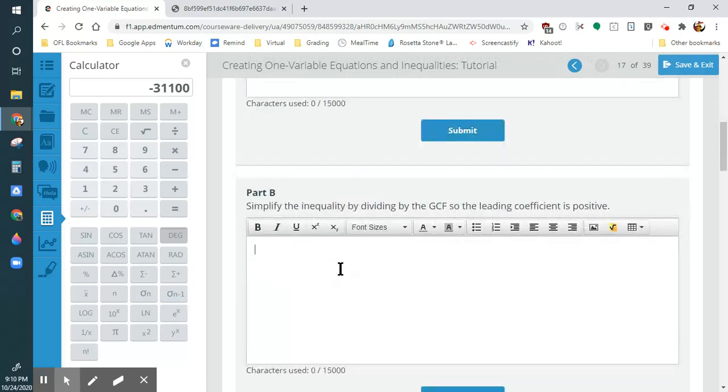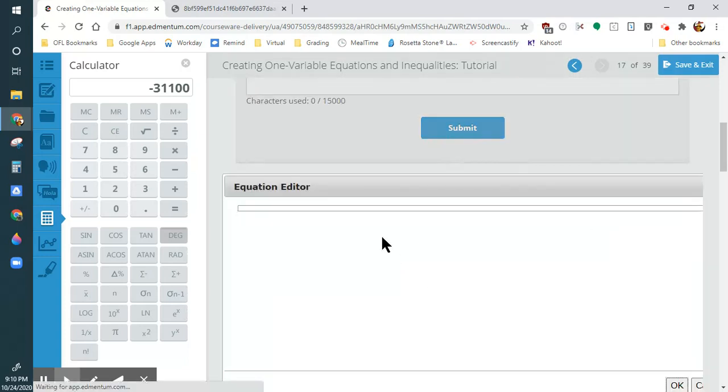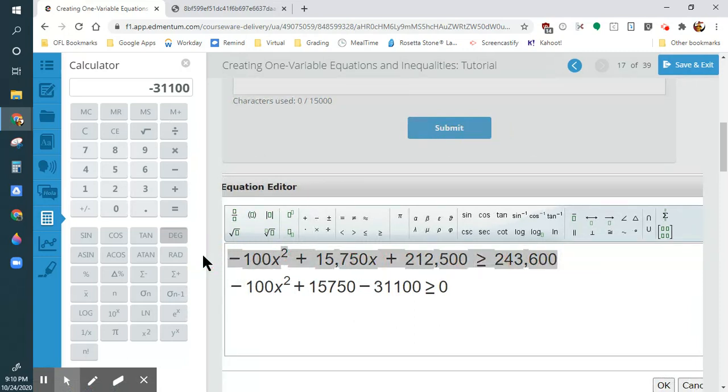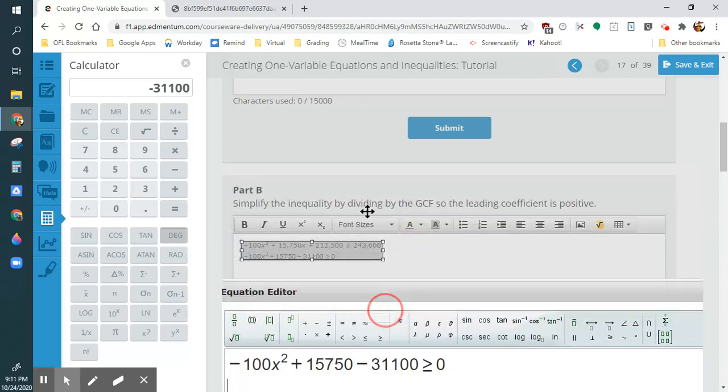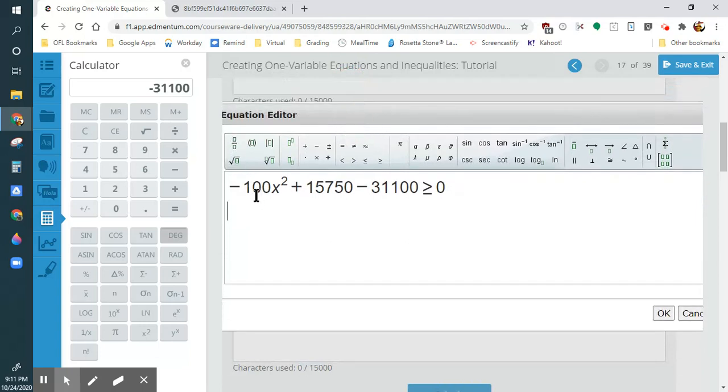Then they want us to simplify by factoring out the leading coefficient. So me, being the lazy person I am, I'm just going to copy and paste this, edit my equation, and delete this. They want us to do a leading coefficient GCF. At first I was thinking 100, but this one doesn't end in double zero. So instead, I'm going to divide everything by negative 50. I'm going to factor out negative 50, in other words.